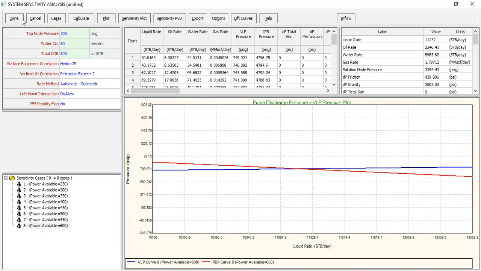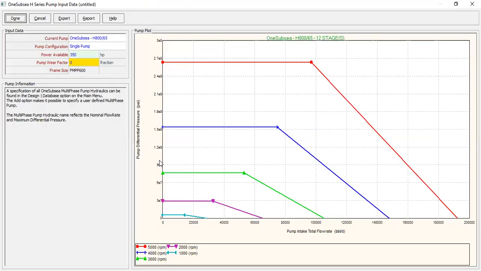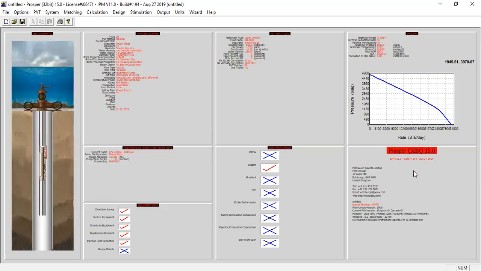Maybe we can check the last section. After opening it, we now get the data input section quite ready: current pump, pump configuration, pump power available, and the plot. Previously, we didn't have this plot, but now, maybe some bugs happened in the software, but after reopening it, it is well. So we have this pump differential plot and pump intake total flow rate at each RPM. We can click done, and I think we can call it a day.